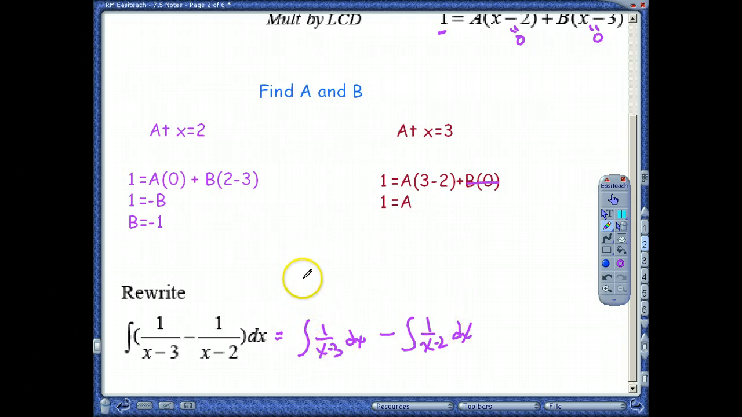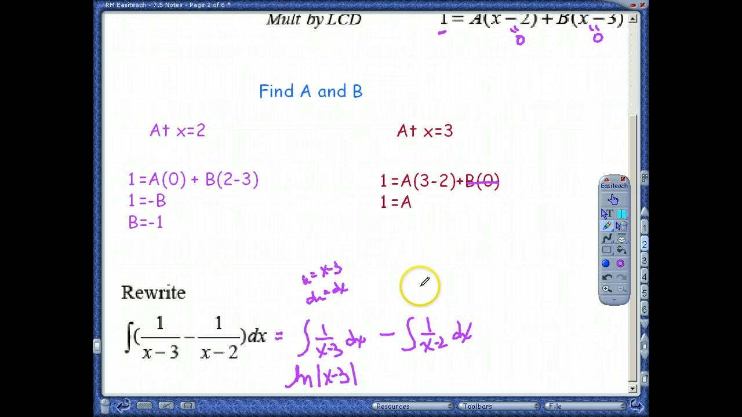For instance, on this, I know my u is going to be x minus 3, so du is going to be just dx. So this becomes du over u. So when I integrate that, I'll actually get the natural log. When I integrate that, I'm going to end up with the natural log of x minus 3.